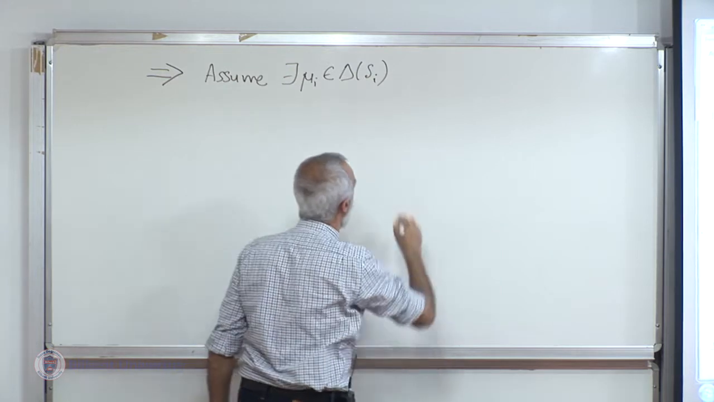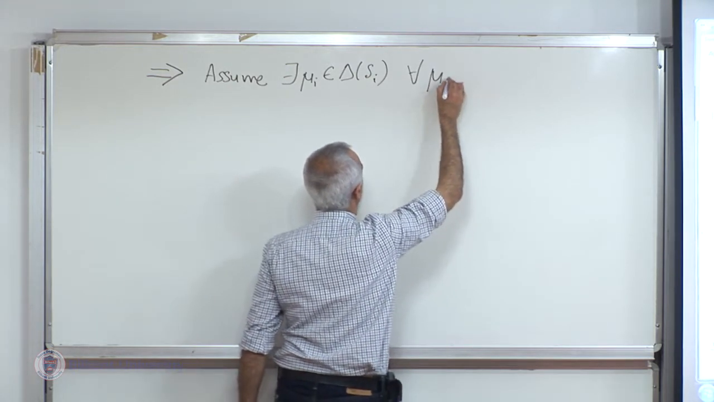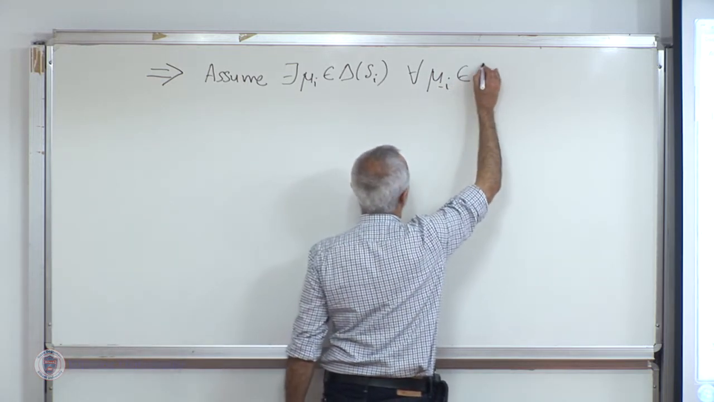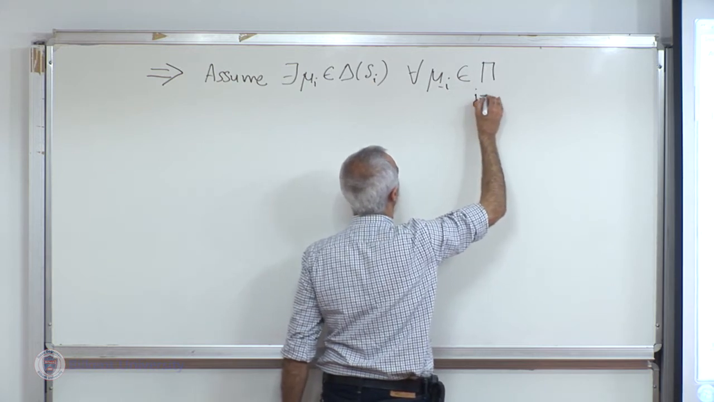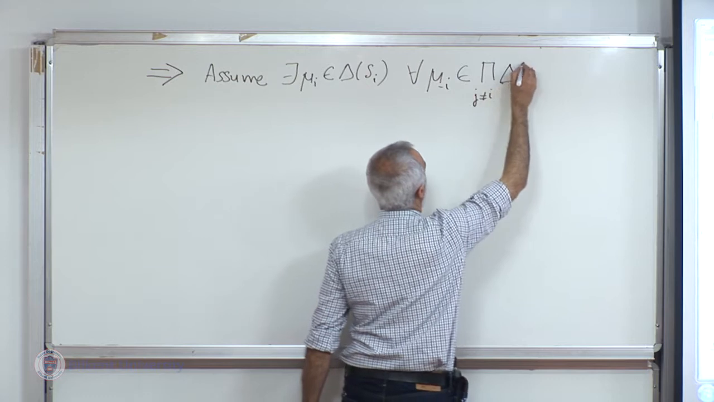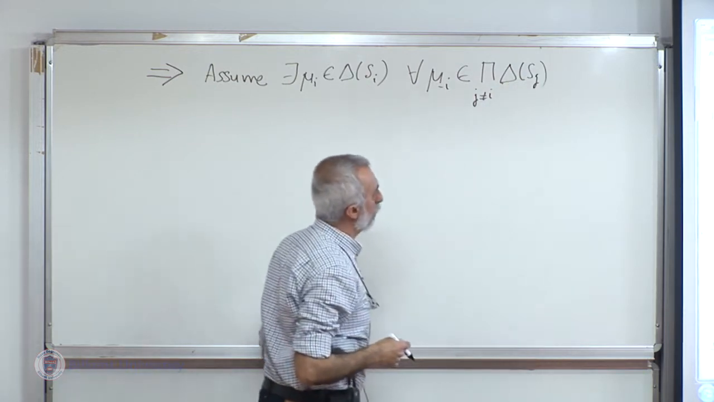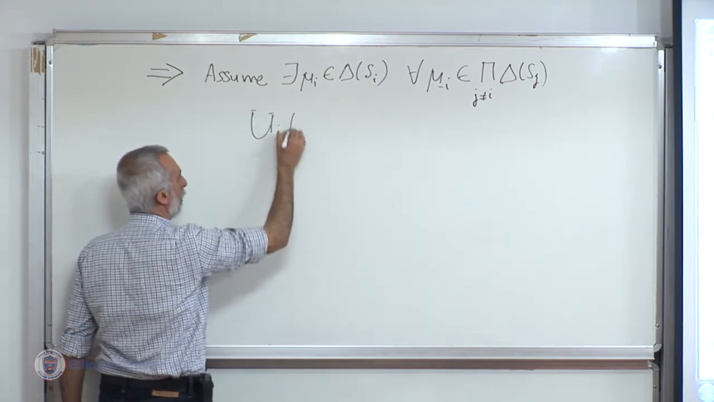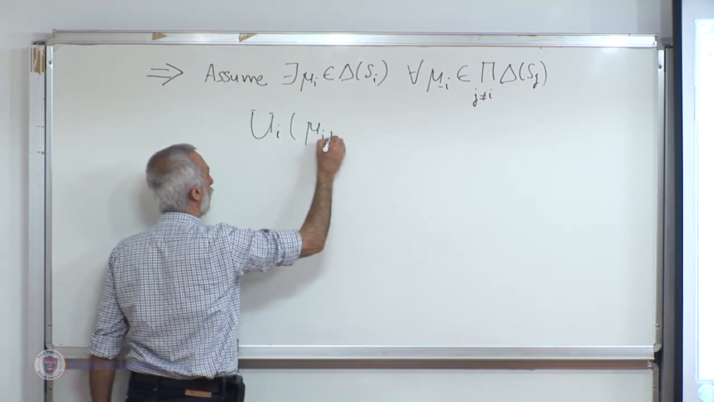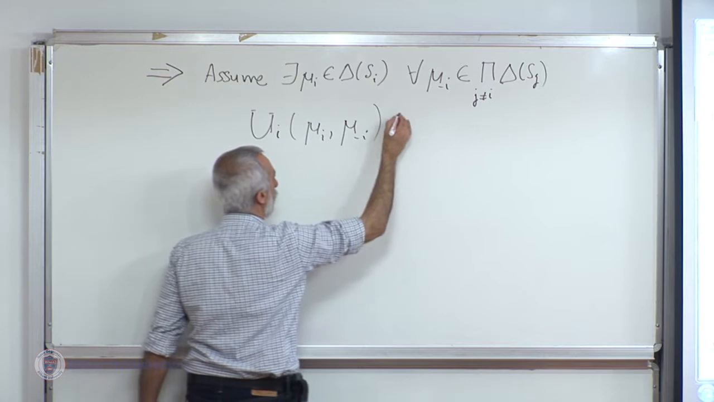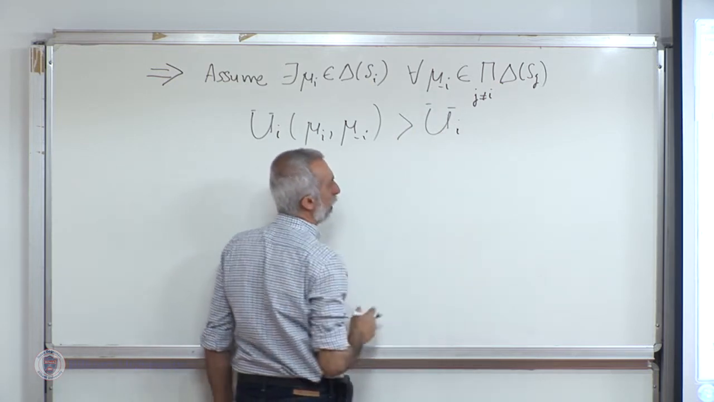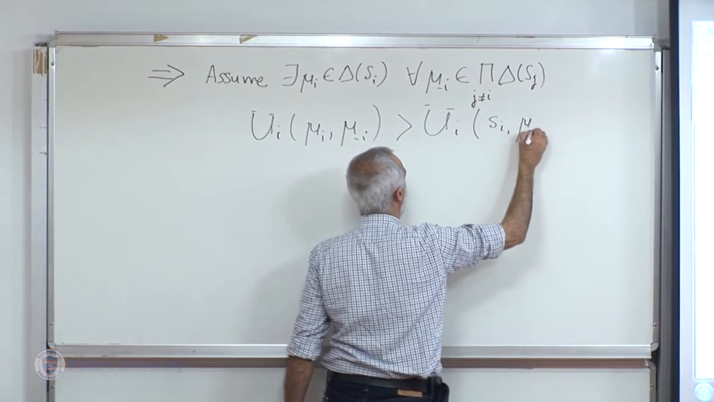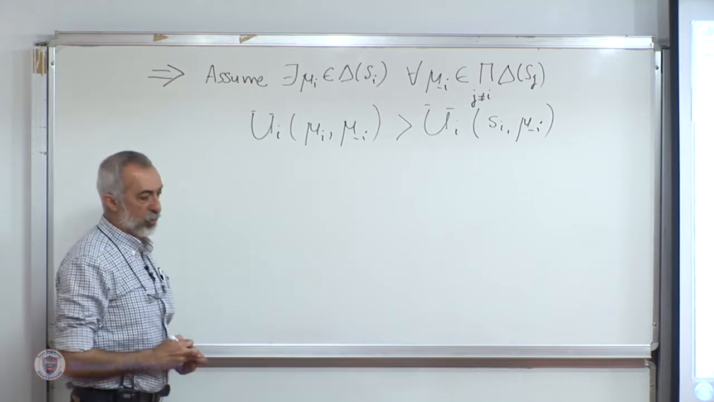such that no matter which mixed strategy his opponent plays, no mixed strategy profile, I'll just write it simply as j different than I. No matter which mixed strategy profile his opponents play, the expected payoff he gets by playing mu I, given that the opponents play mu minus I, is greater than the expected payoff that player I gets when he plays Si and his opponents play mu minus I. Okay? So this is what we have.